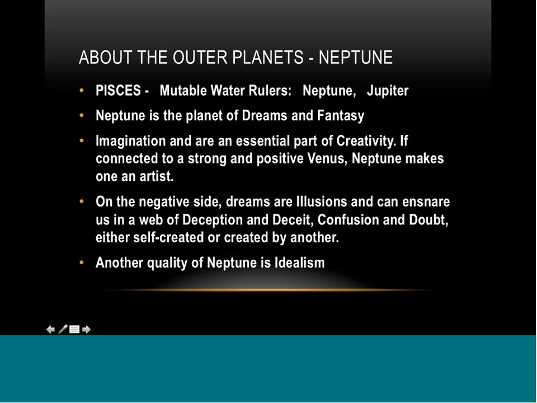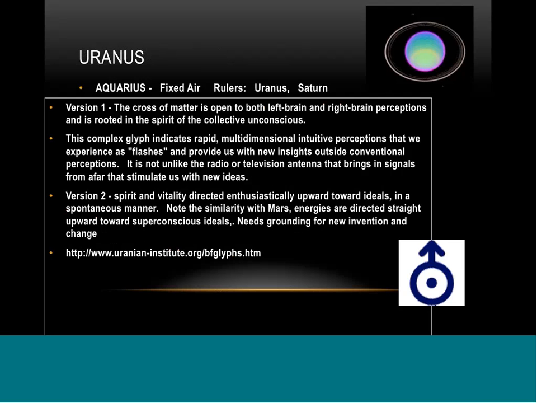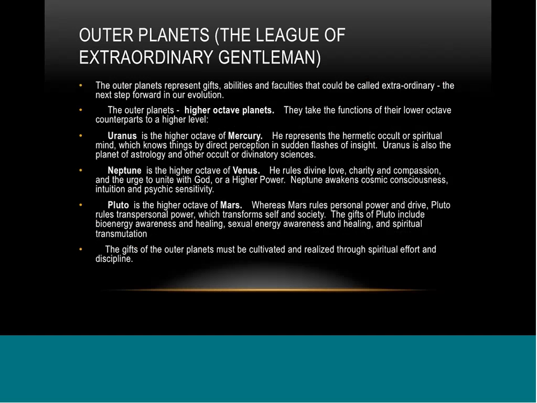Okay, Neptune. Now Neptune is a planet of dreams and fantasies. Neptune is known to be a co-ruler of Pisces, which is just about right. It indicates that imagination is an essential part of creativity. And if Neptune is connected to a strong and positive Venus, Neptune can make one an artist. Remember earlier we talked about the higher octaves. If I go back to my first slide, Neptune is the higher octave of Venus. So in terms of art and creativity, the higher end of it is spiritual creativity.